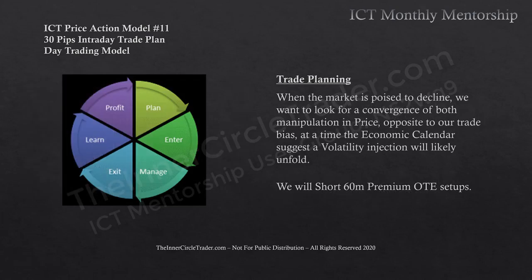Trade planning. When the market is poised to decline, we want to look for a convergence of both manipulation and price opposite to our trade bias at a time the economic calendar suggests a volatility injection would likely unfold. We will short 60-minute premium optimal trade entry setups. When the market is poised to rally, we want to look for a convergence of both manipulation and price opposite to our trade bias at a time the economic calendar suggests a volatility injection will likely unfold. We will buy 60-minute discount optimal trade entry setups.